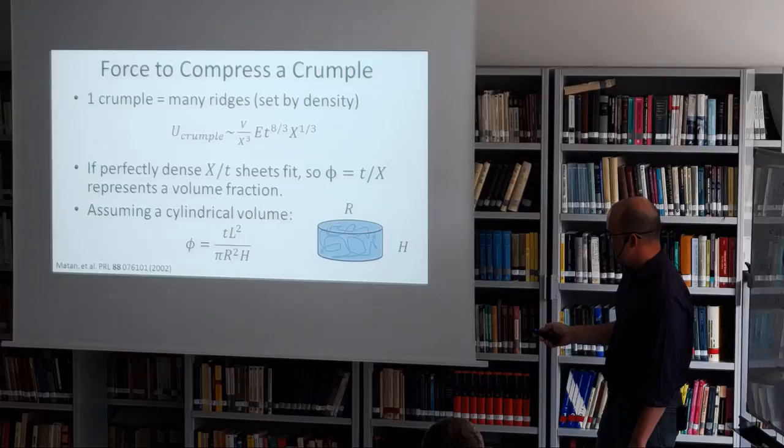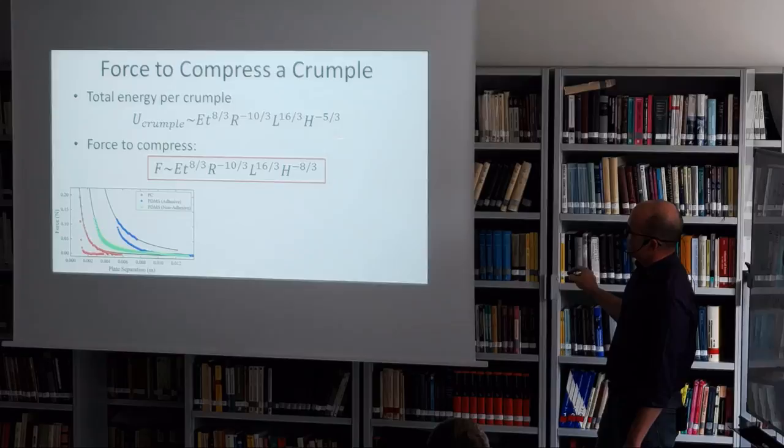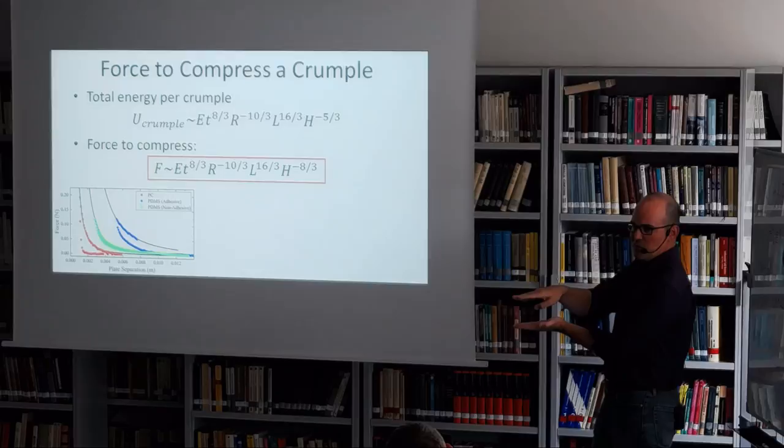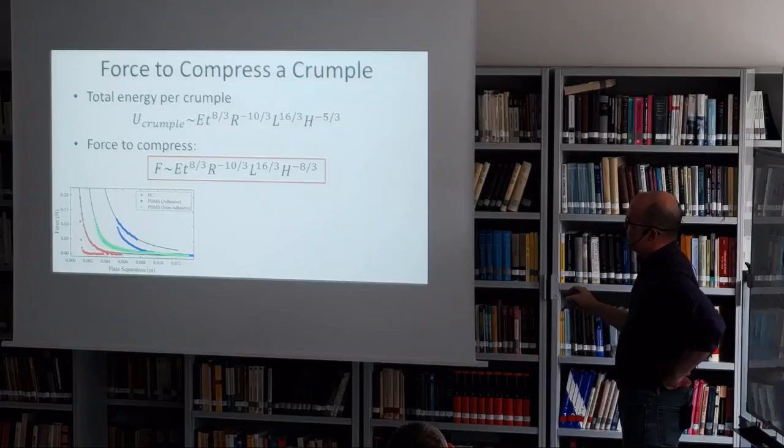So again, what does that mean? Well, ultimately it means the total energy of the crumple is going to be this big thing. Your modulus is involved, the sheet thickness, the radius of that crumple, the size of the sheet, and of course the distance between your parallel plates. So everything you'd expect to be there is somewhere. Again, if we switch to forces, which I'll do, we could focus on this.